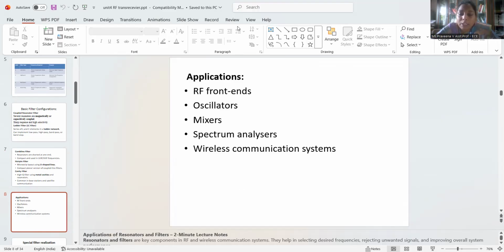Resonators and filters are key components in RF and wireless communication systems. They help in selecting the desired frequency, rejecting unwanted signals, and improving overall system performance. The applications are the RF front end, oscillators, mixers, spectrum analyzers, and wireless communication systems. Generally, they form the foundation for efficient RF and microwave system design.